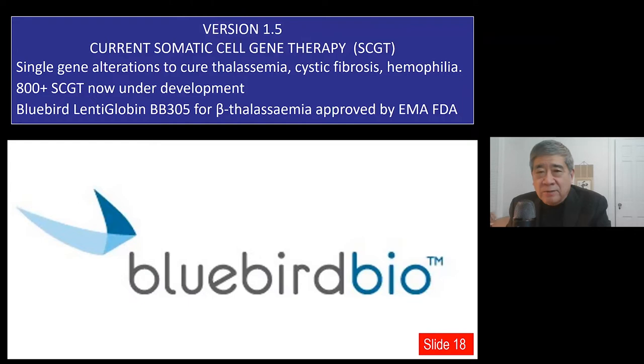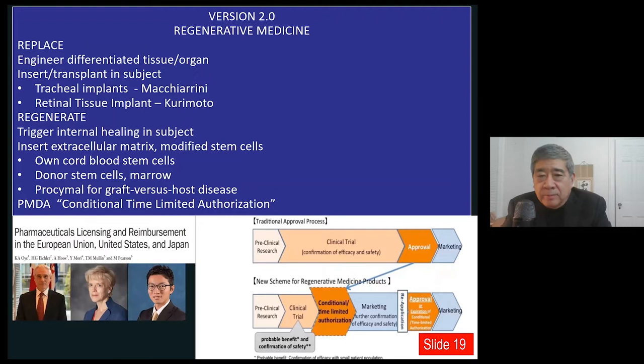Somatic cell gene therapies are broadly accepted, with approaches to their management that make sense in terms of FDA, PMDA, and EMA. And we also have advances in regenerative medicines, the idea of either replacing tissue or regenerating tissue. This is an area where Japan is a technological and scientific leader. And Japan is also a leader in terms of the approach to regulation of risk in this area.